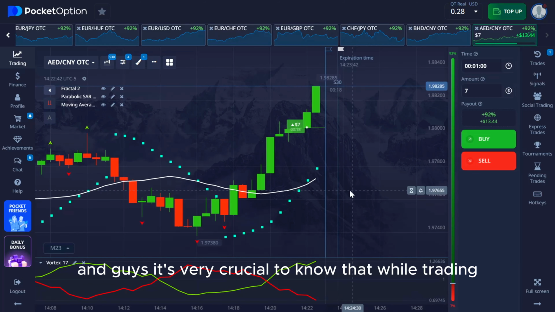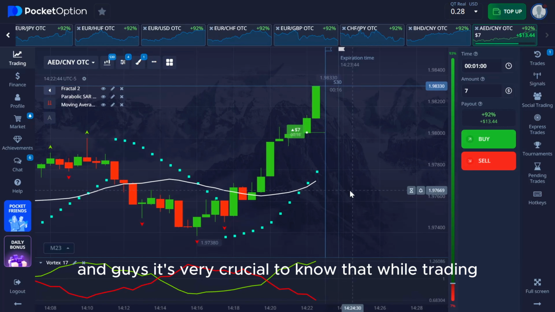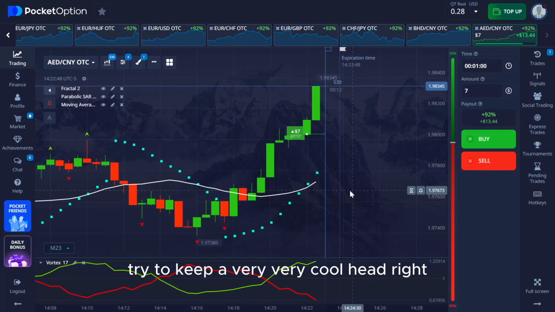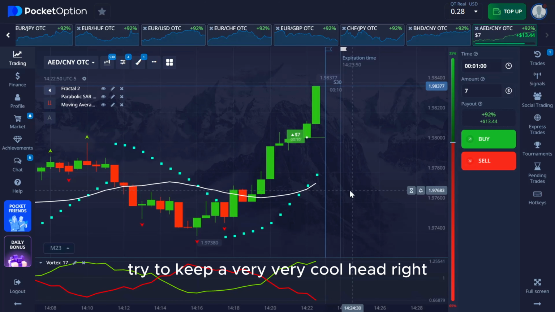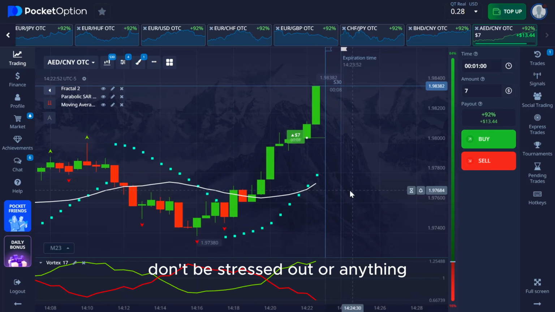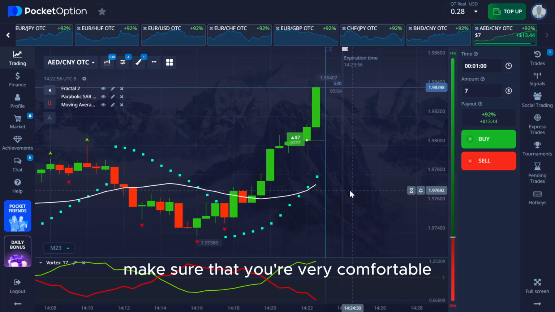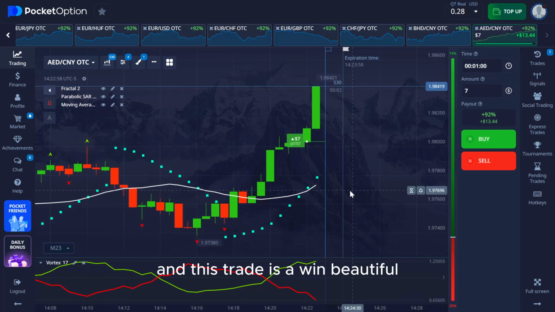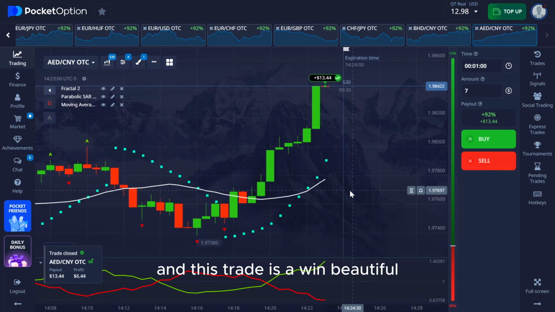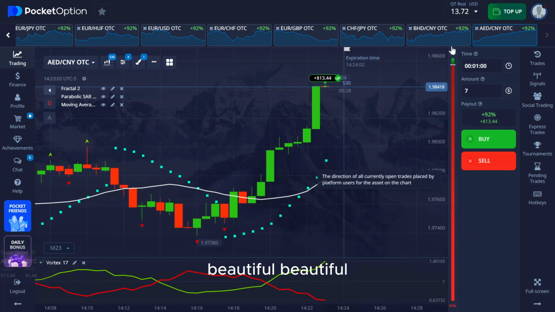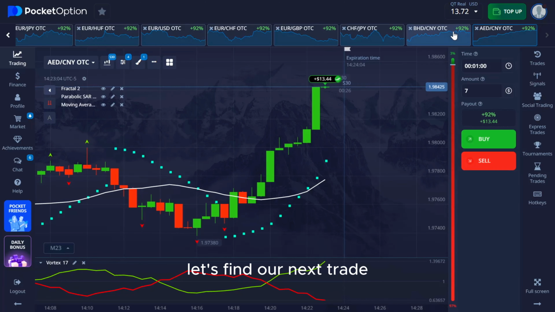And guys, it's very crucial to know that while trading, try to keep a very cool head, right? Don't be stressed out or anything. Do not go on the chart if you're stressed. Make sure that you're very comfortable, and this trade is a win. Beautiful. Let's find our next trade.